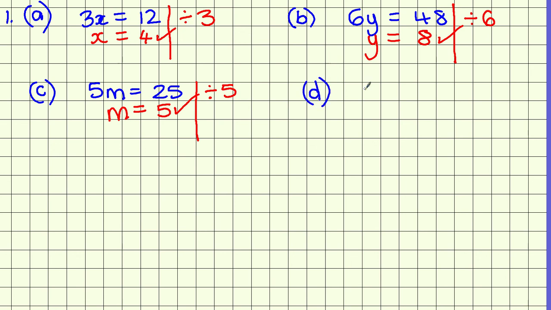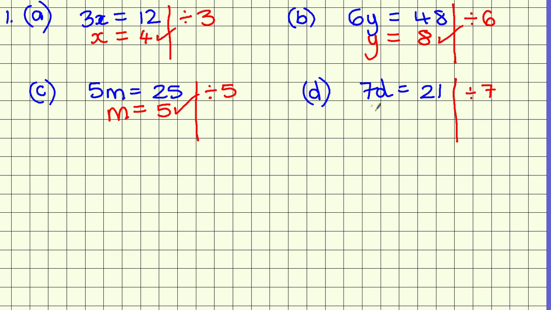Final example from me, 7d equals 21. So take a wee note of this. So 7d equals 21. First thing you do, as always, is a method line. The second thing that you do is you're trying to get this letter by itself. So the only way to get rid of this 7 is by doing the opposite, which is divide by 7.